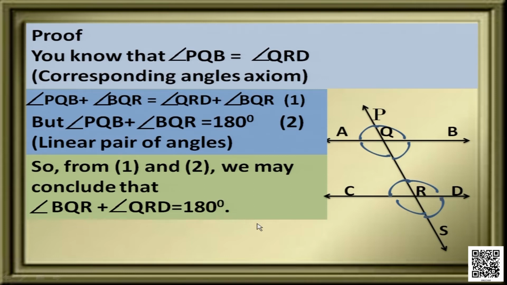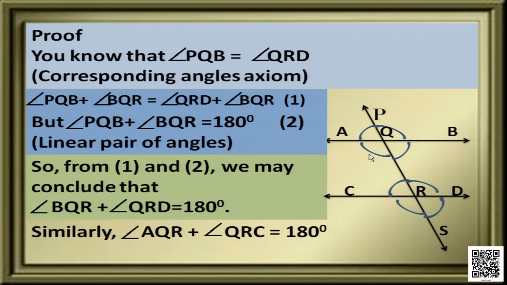Now, similarly, we can also prove that angle AQR plus QRC, that is also 180 degree. So, in this part, we conclude this theorem. We proved this theorem that if a transversal is there and two parallel lines are there, then the co-interior angles or the interior angles on the same side of the transversal are supplementary.